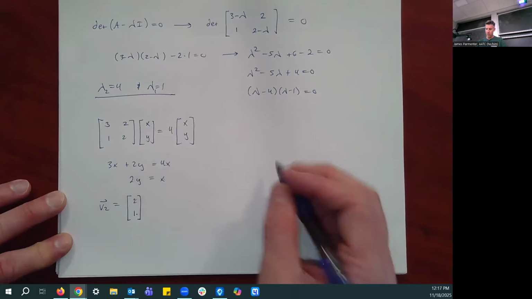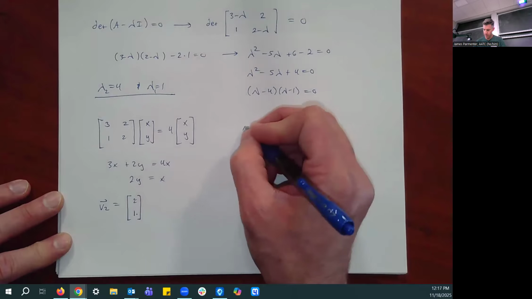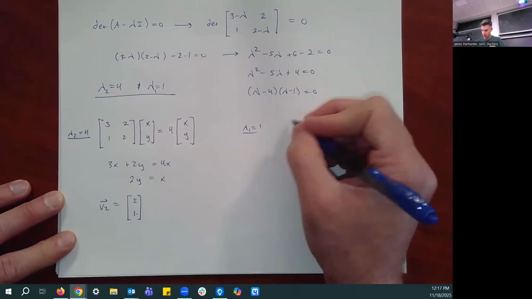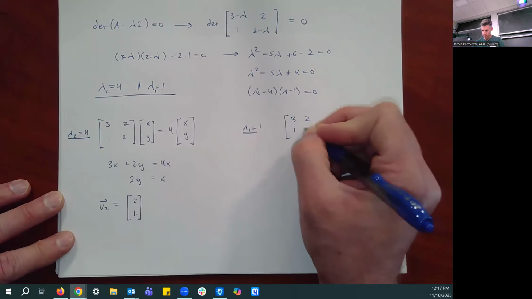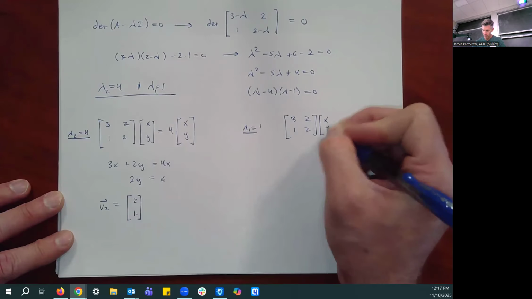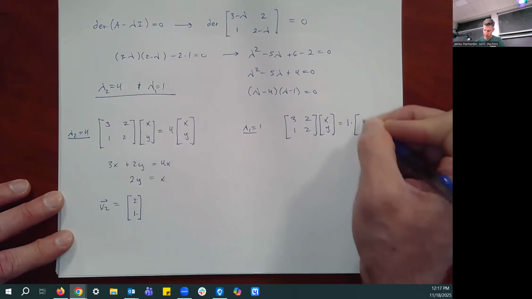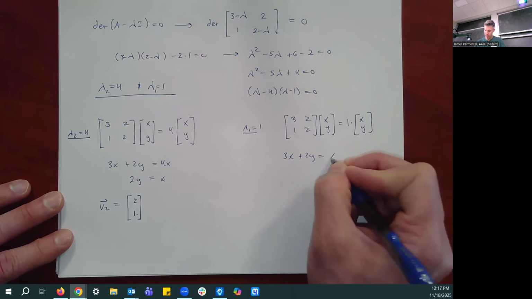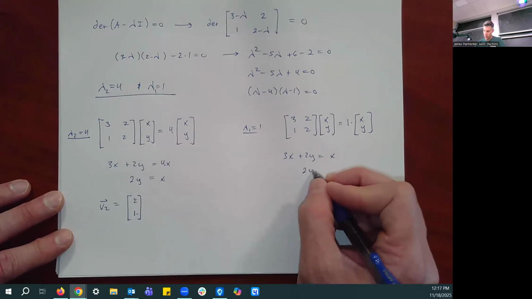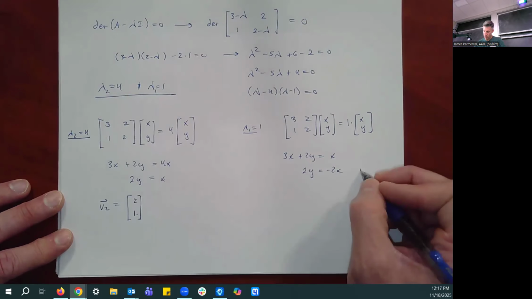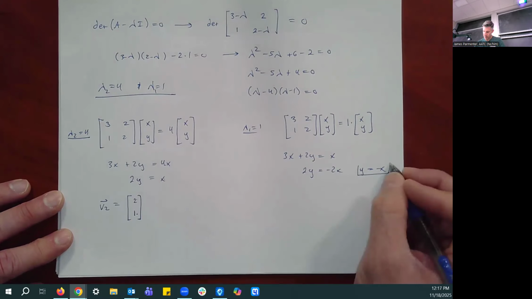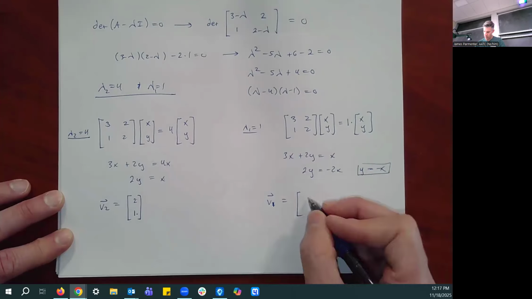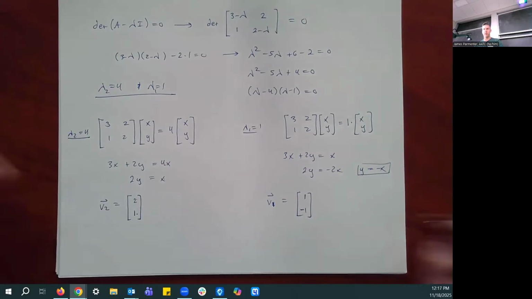So then similar deal for lambda 1. I guess I could have written lambda 2 equals 4 over here. So lambda 1, we're going to do 3, 2, 1, 2 times the vector we're looking for equal to 1 times the vector we're looking for. Again, the first equation is 3x plus 2y equal to x. Subtract 3x. You get 2y equal to negative 2x, or just y equal to negative x. So our vector v1, x could be 1 and y could be negative 1, or vice versa.